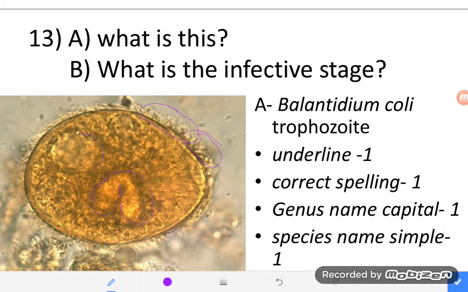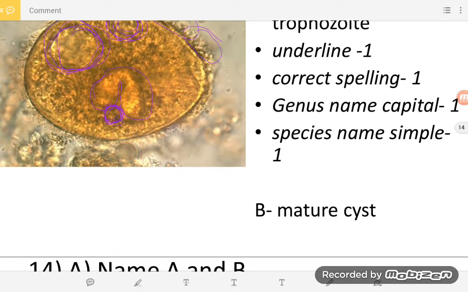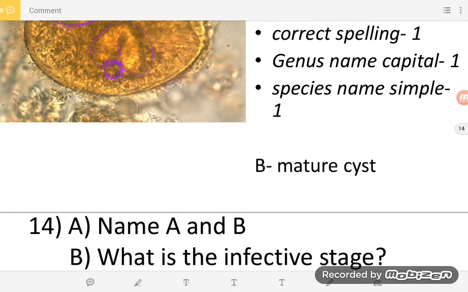Then here you can see the contractile vacuole, one or two. Here one, and you can see two, right? Here you can see two nuclei: one is kidney shaped, the other one is spherical shaped. So this is the trophozoite of Balantidium coli. The infective stage is the cyst, the very mature cyst.